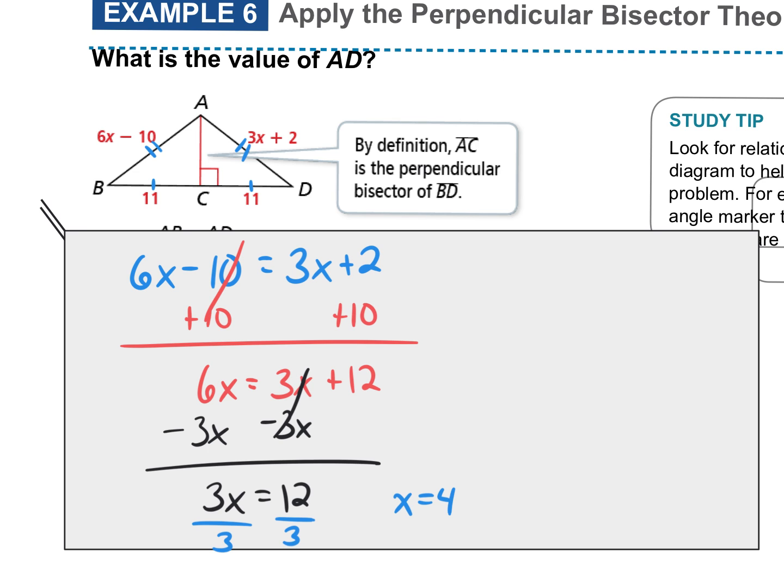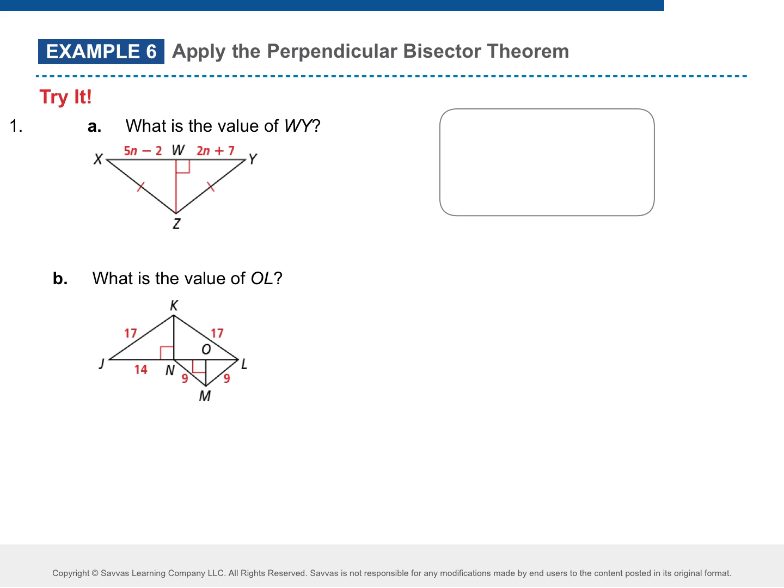Awesome. If I wanted to know the actual length of AD, what would I do here? If I wanted to know this actual side length, you put 4 in for x. I would plug 4 in for x and solve. Yes. So, using that, I want you to try example 6a and b.